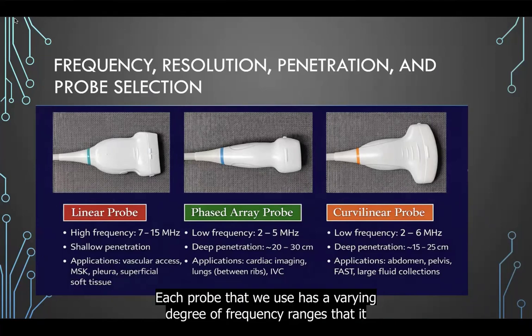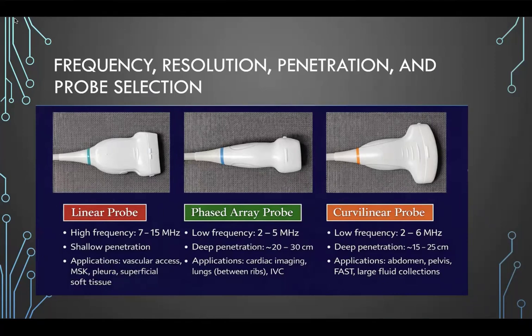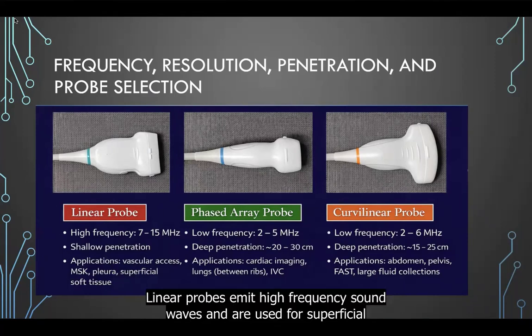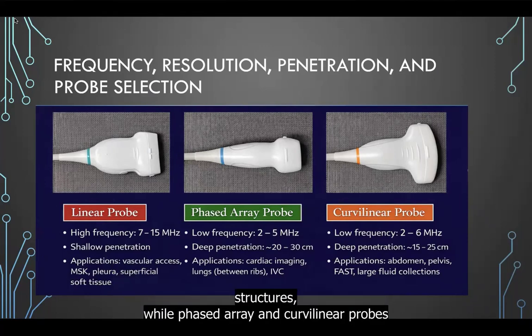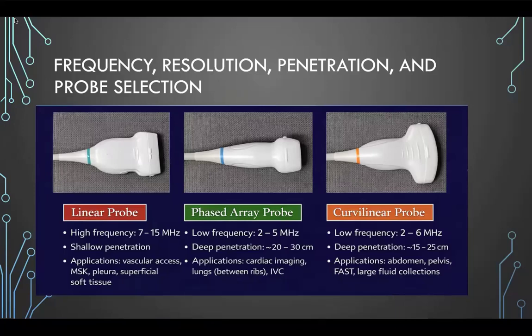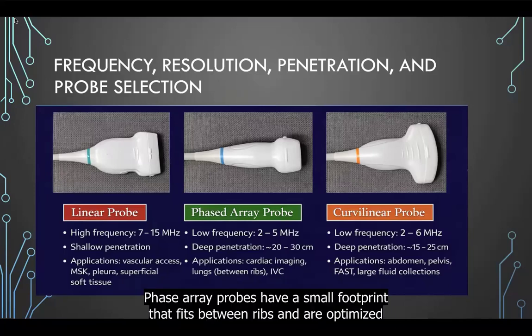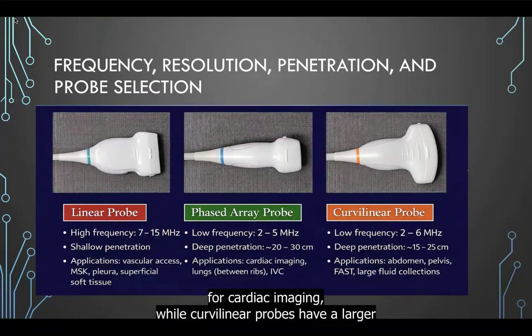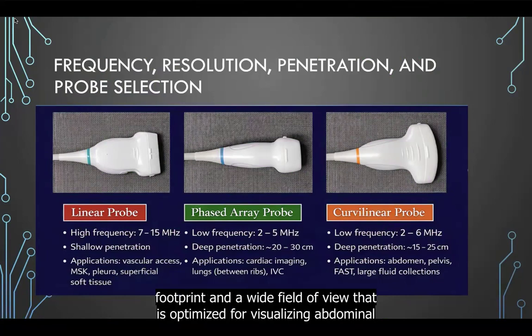Each probe that we use has a varying degree of frequency ranges that it operates in, as shown in the image. Linear probes emit high frequency sound waves and are used for superficial structures, while phased array and curvilinear probes are lower frequency probes and are used for deeper imaging. Phased array probes have a small footprint that fits between ribs and are optimized for cardiac imaging, while curvilinear probes have a larger footprint and a wide field of view that is optimized for visualizing abdominal organs.